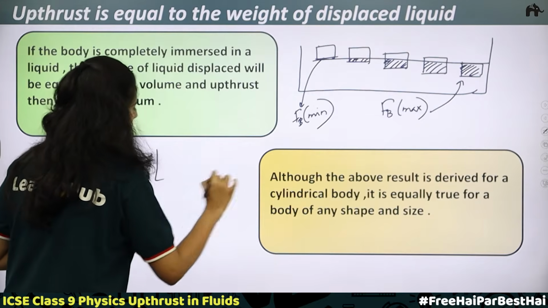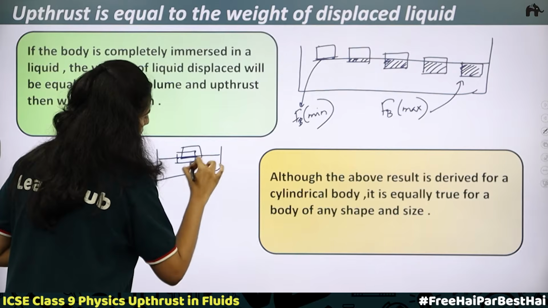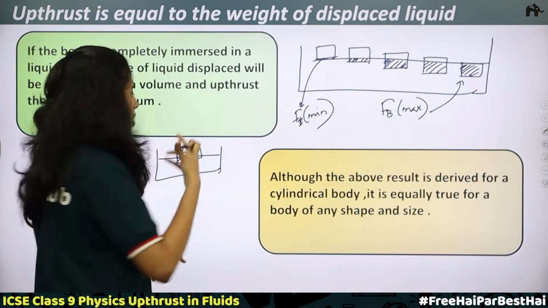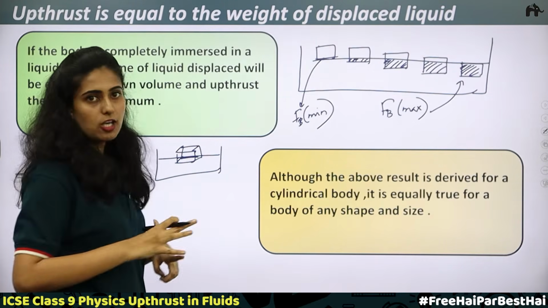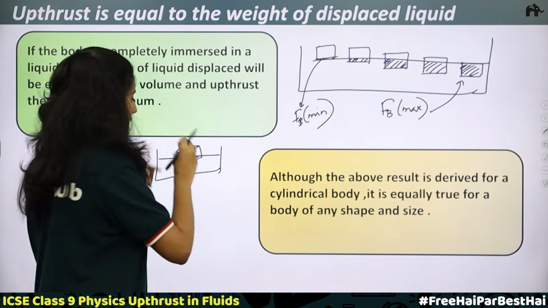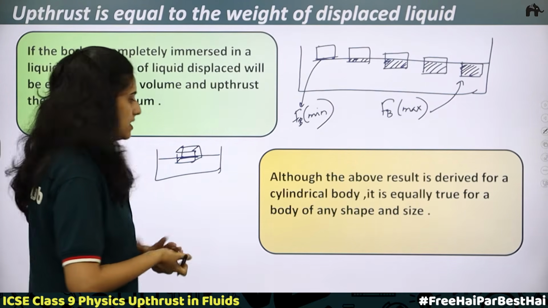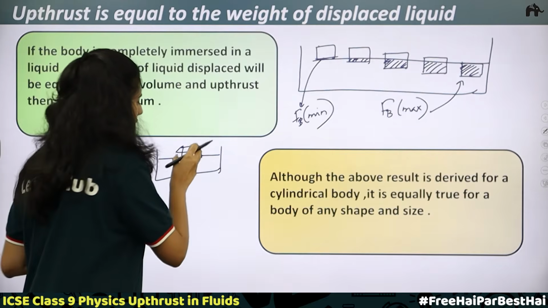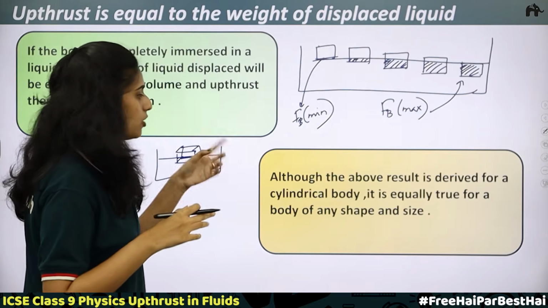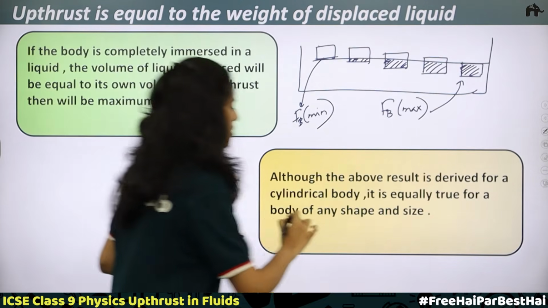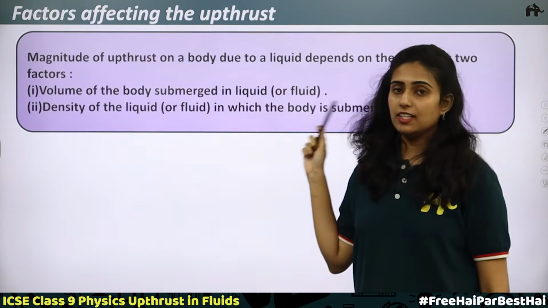Now, consider a case where you are putting a cuboid box, a box in the shape of a cube or a cuboid. Again, you will do the derivation, and after the derivation you will get upthrust equal to the weight of liquid displaced. The same thing we can prove even with a body of any shape or size. Although the above result is derived for a cylindrical body, it is equally true for a body of any shape and size. Clear? Now, what are the factors affecting the upthrust?